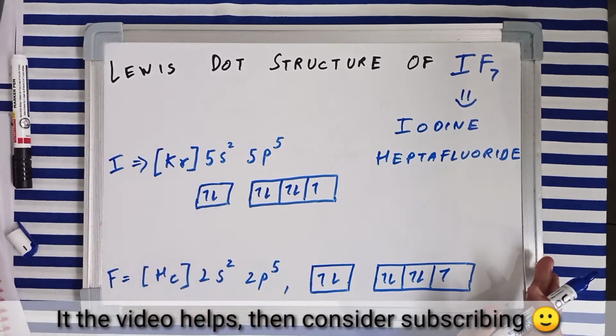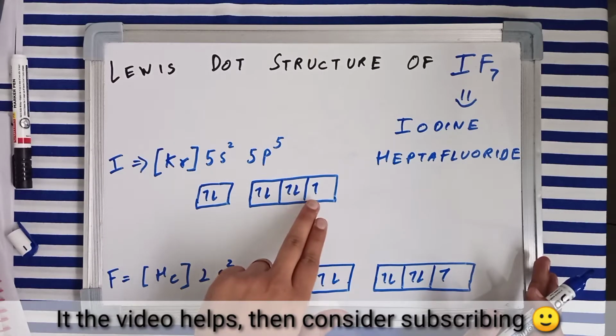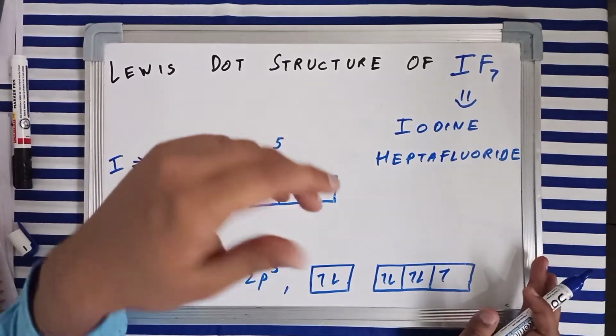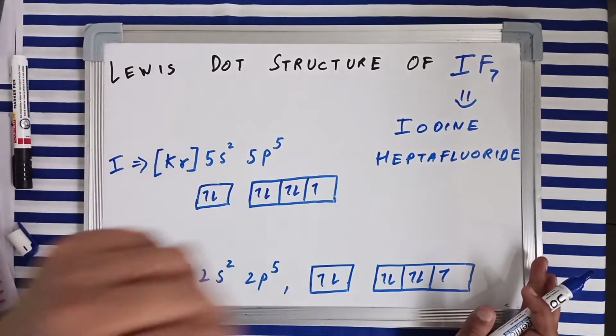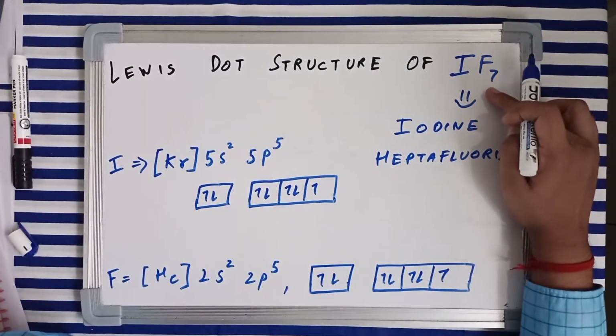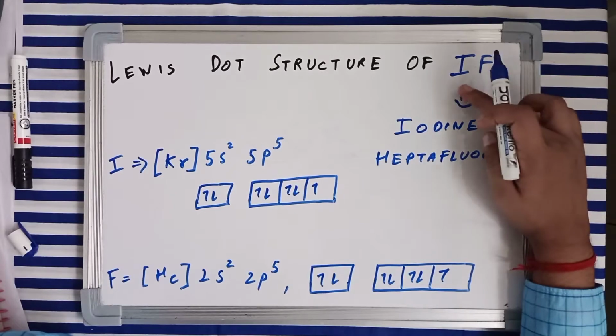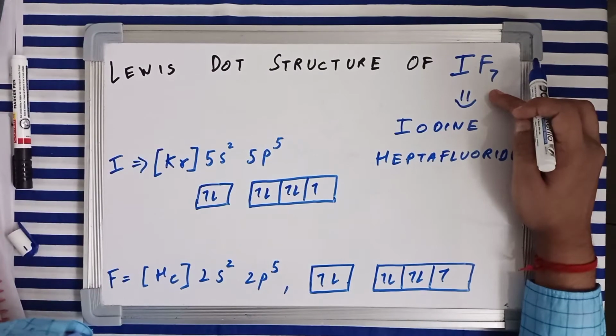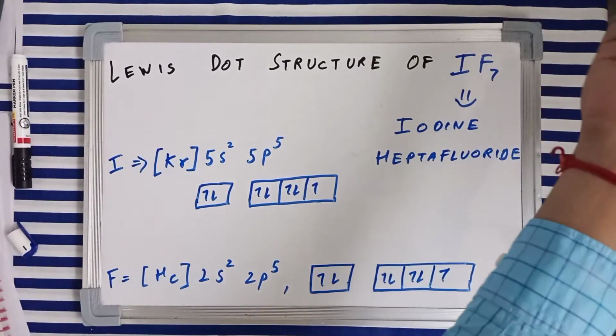So presently S subshell has 2 electrons and P has 5 electrons, 1, 2, 3, 4, 5. Right now, iodine has just a single unpaired electron, which means right now iodine can make just a single bond. But you can see that in IF7 it is making 7 bonds with fluorine. Iodine is making 7 bonds with fluorine. So how does it make so? It makes so by excitation.